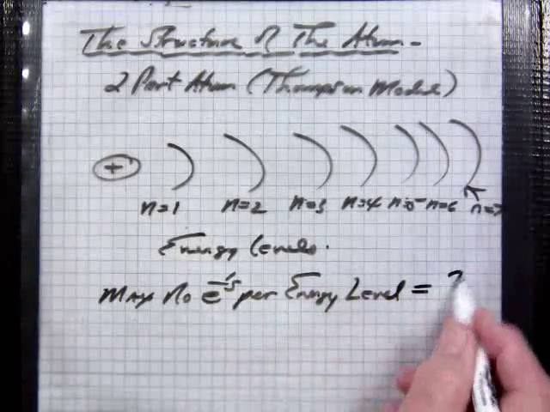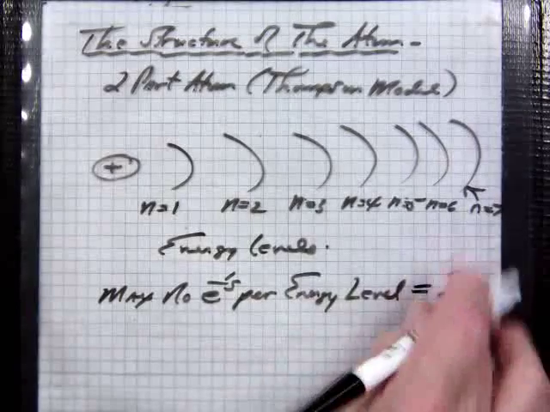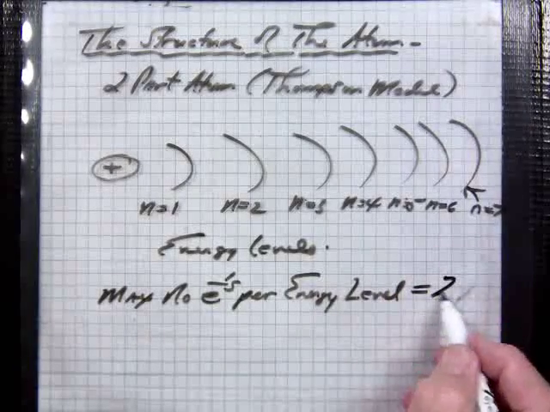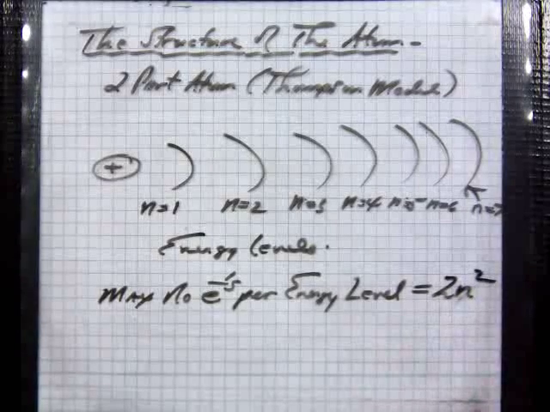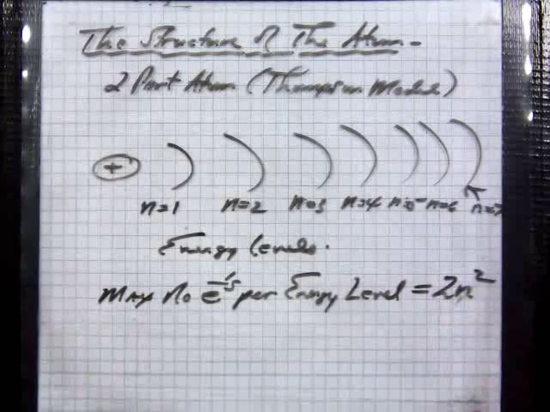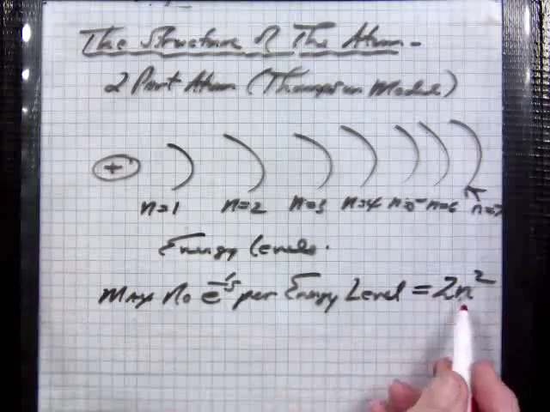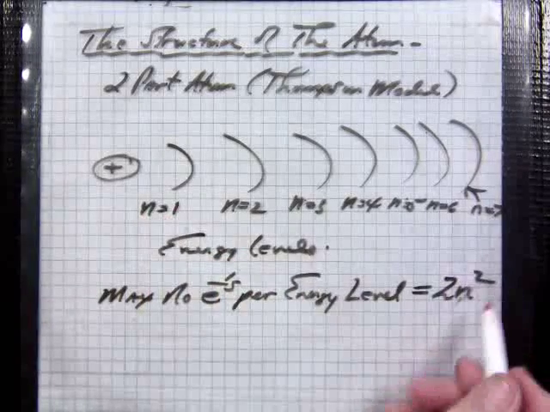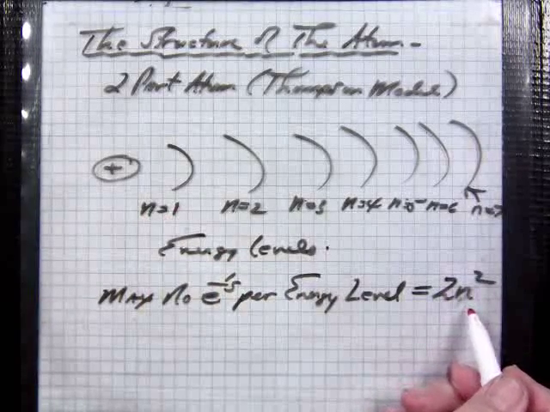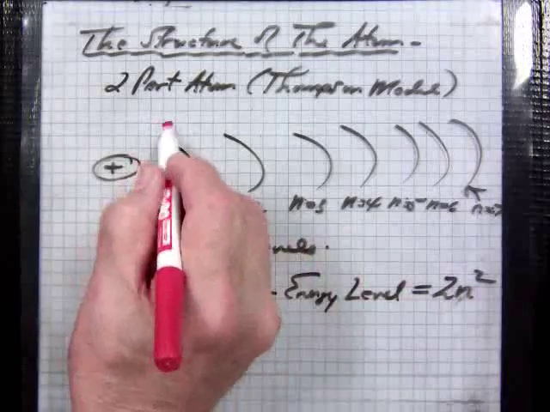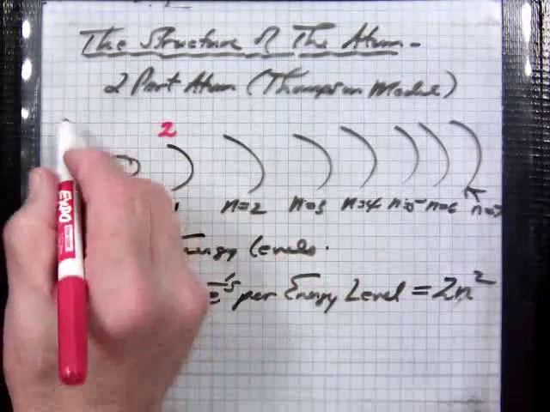And that is equal to a very simple formula, 2n squared, where n is the quantum number. So when we wish to define the maximum number of electrons that one could put into a given ring or energy level, then we substitute the energy level, like number 1, into the n position, and of course that would give us a maximum of 2 electrons.